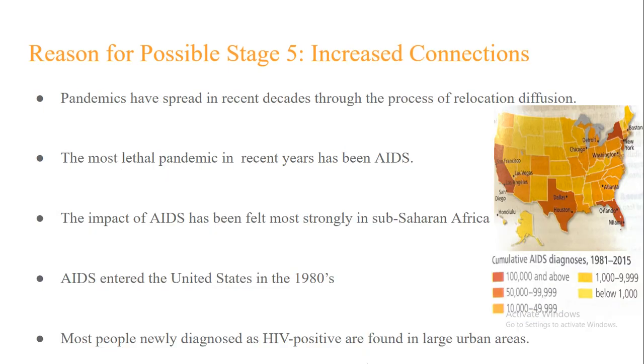Reason for possible stage 5: increased connections. When people travel, they carry diseases with them and are exposed to diseases of others. Worldwide, 35 million people died of AIDS from the beginning of the epidemic through 2017. Sub-Saharan Africa holds 26 million of the world's 37 million HIV-positive people.